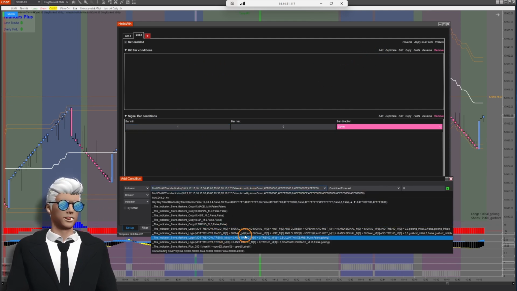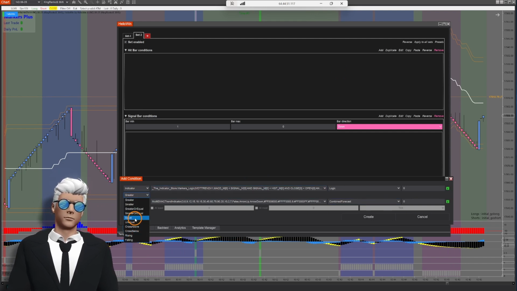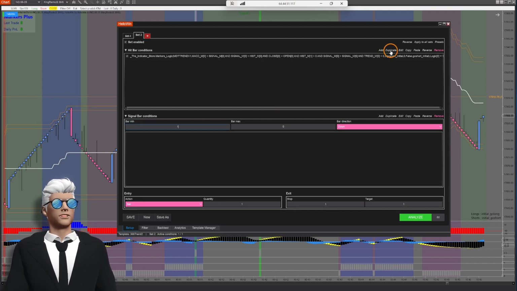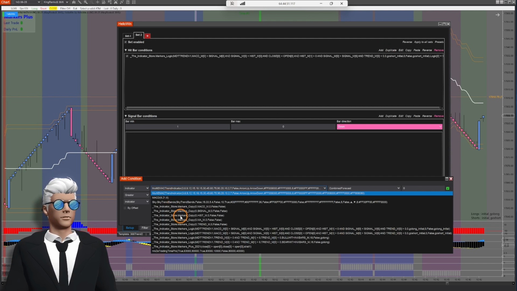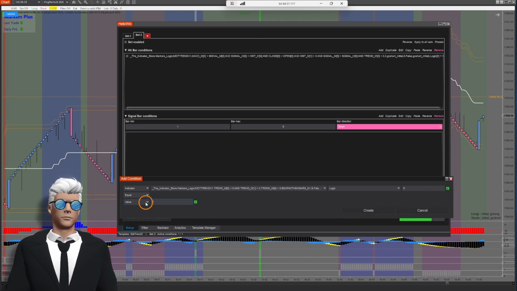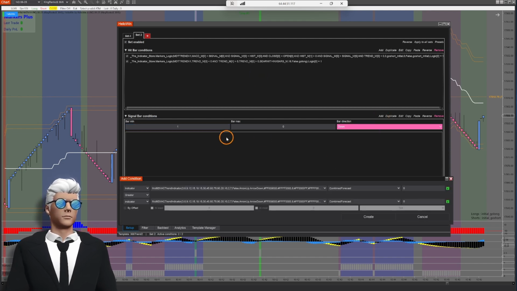So we're going to do this indicator logic at equals value 1. Okay, and then we're going to add this one, equals 1. Create. All right, and then this, we're just going to go indicator instrument close is smaller than instrument open.